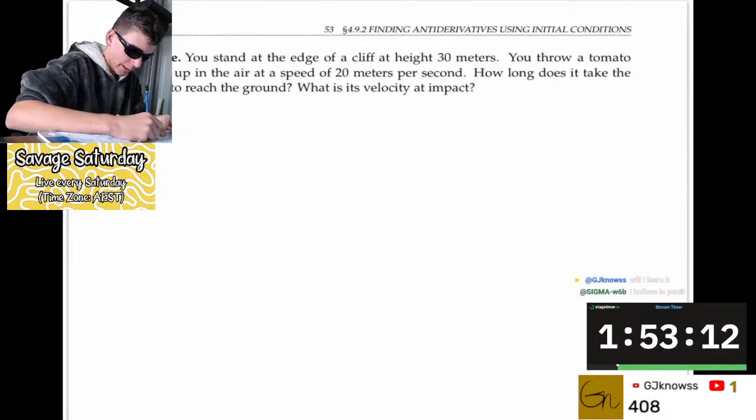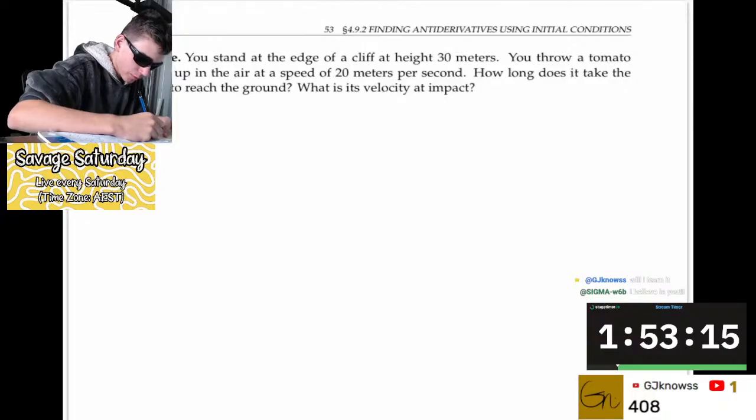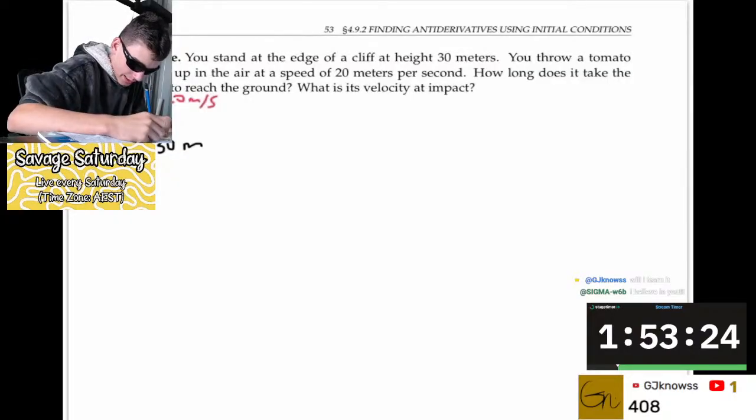In this final example, we're not given any equations, so we have to make them up ourselves. We're told that we're standing at the edge of a cliff at height 30 meters. We throw a tomato up in the air at an initial velocity of 20 meters per second. The tomato then falls down to the ground due to gravity, and we want to find how long that takes and what its velocity is at impact.